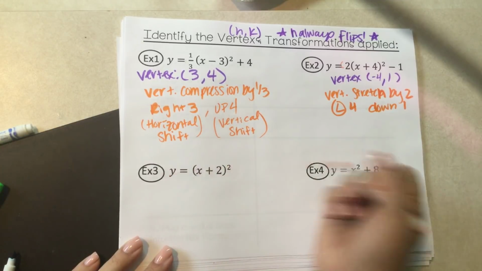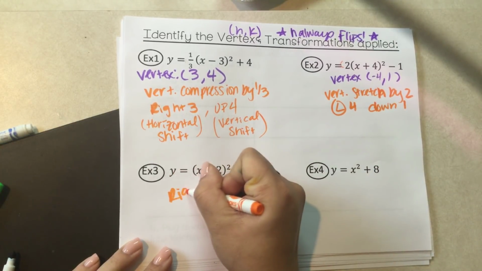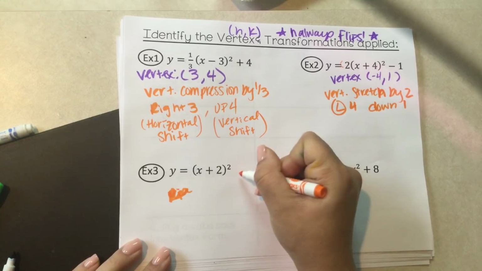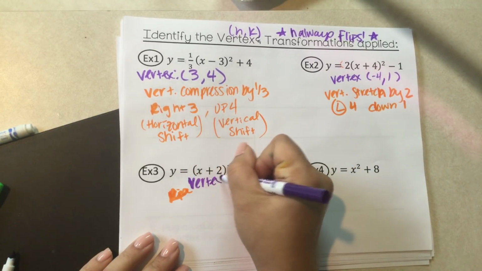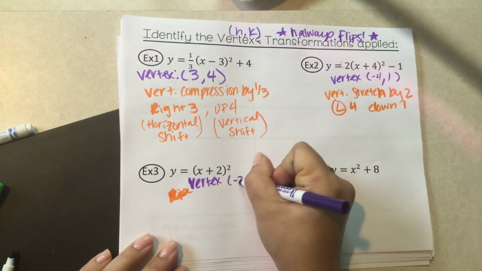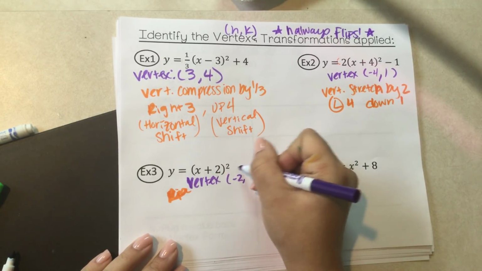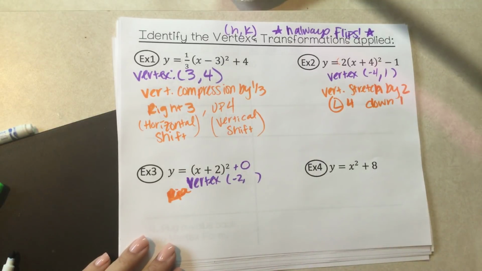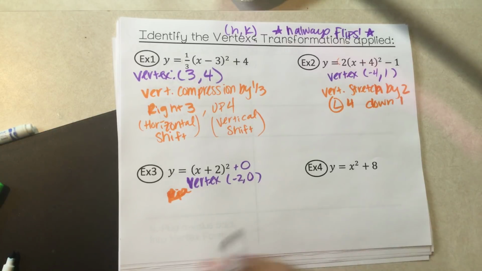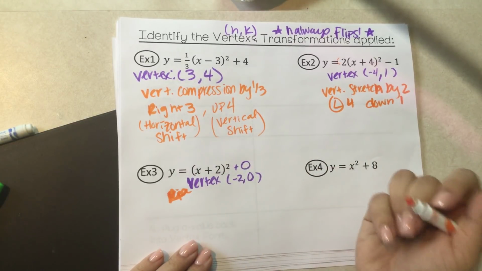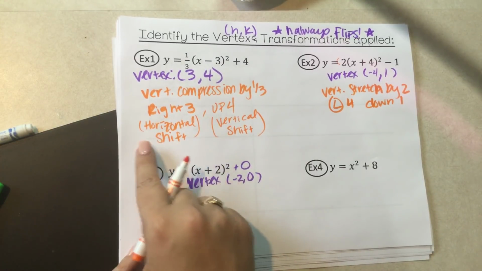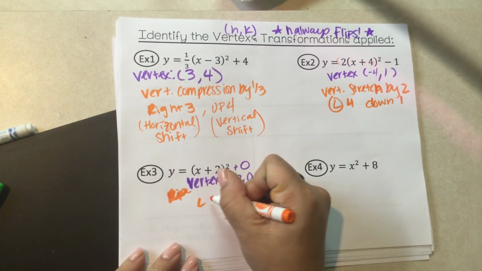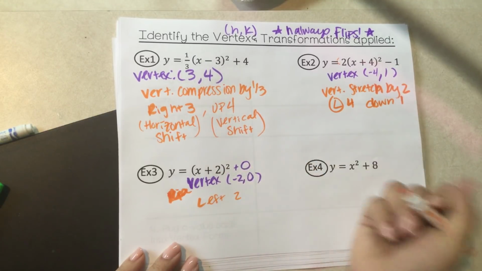All right, so you've gone ahead and done these. And if I write out my vertex for this, I'm going to get a -2. And because there's no k value here, it's really just saying plus 0, which means it's really (-2, 0). And the only transformation that's been applied is a horizontal shift, moving to the left 2.